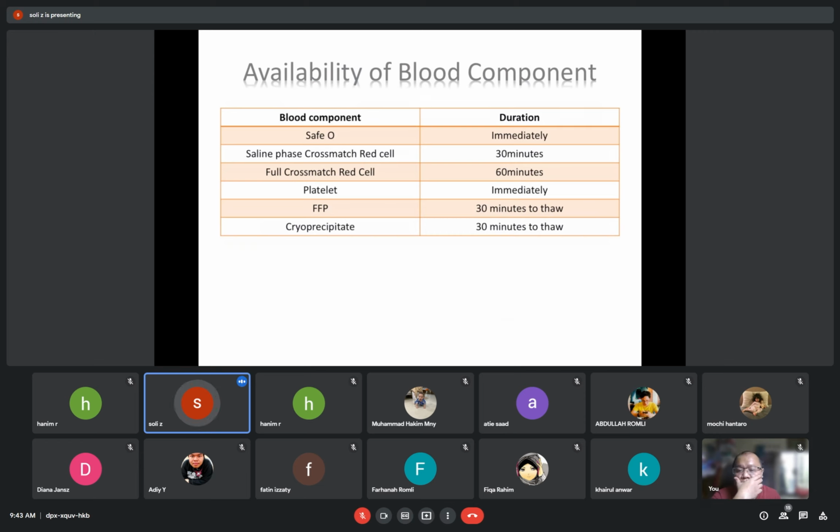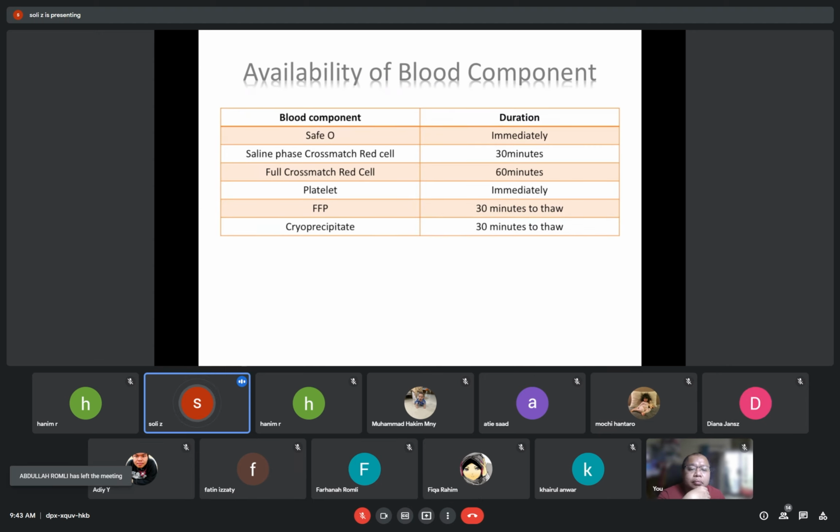So at our blood bank, blood component XFO is always available. We can use it directly. For saline cross match, full cross match, platelet, FFP and cryoprecipitate, you have to send the sample and wait there together with the blood box for it to thaw for 30 to 60 minutes, depending on the blood product you are asking for.